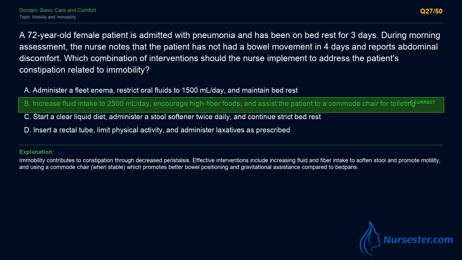The correct answer is B. Immobility contributes to constipation through decreased peristalsis. Effective interventions include increasing fluid and fiber intake to soften stool and promote motility, and using a commode chair, when stable, which promotes better bowel positioning and gravitational assistance compared to bedpans.